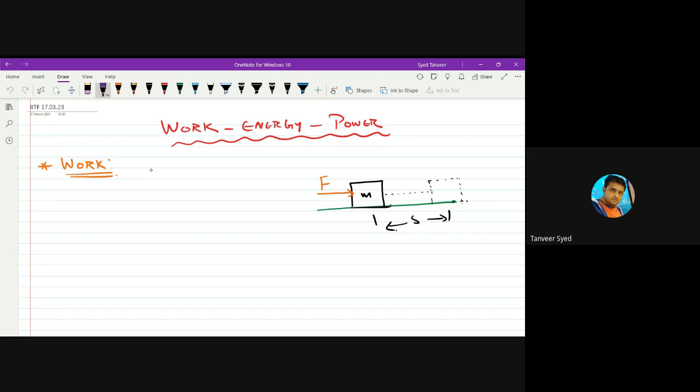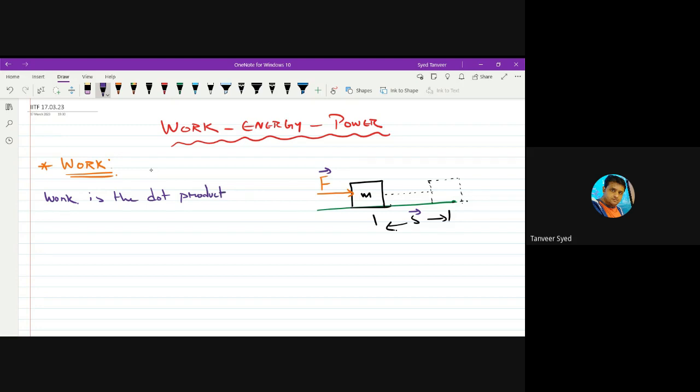So technically, the definition of work is the product of force and displacement. As we have studied vectors, in vectors we got two types of multiplication, products. One is the dot product, the other is the cross product, the scalar product or vector product. Here force is a vector quantity and displacement is also a vector quantity. So what kind of product do we take between these two? We take the dot product.